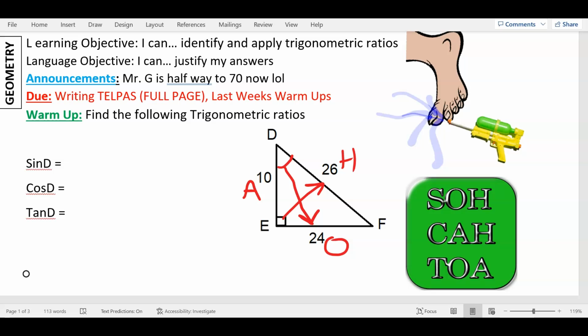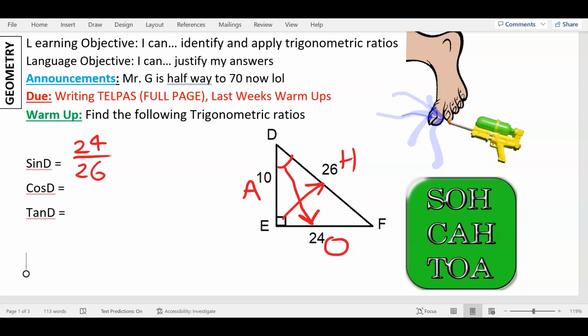Sine is what over what? O over H. What's O? What's A? O is what? 24 over, and then H is 26, right? Is everyone clear on that? You have to label OHA and then give me the fraction. So S is O over H, 24 over 26.